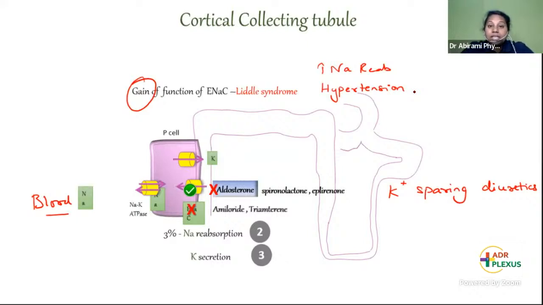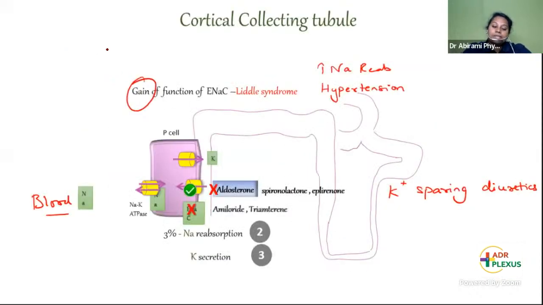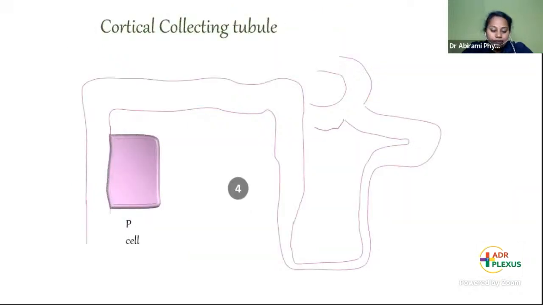You can have clinical questions based on this. So this completes the cortical collecting tubule. So the three important functions and one more last function of cortical collecting tubule at the level of P cell only.